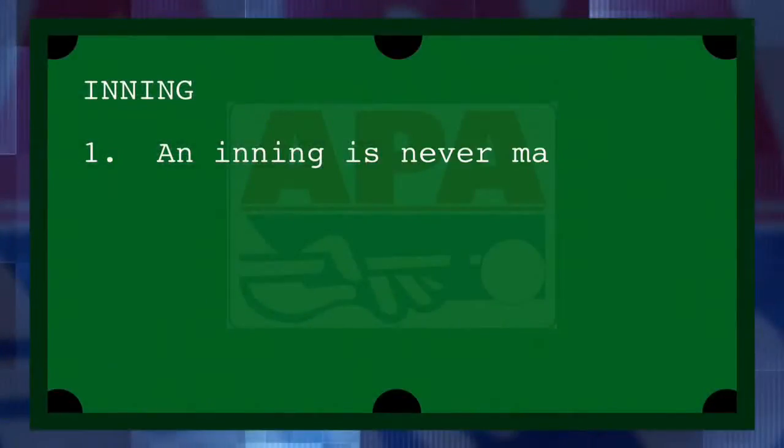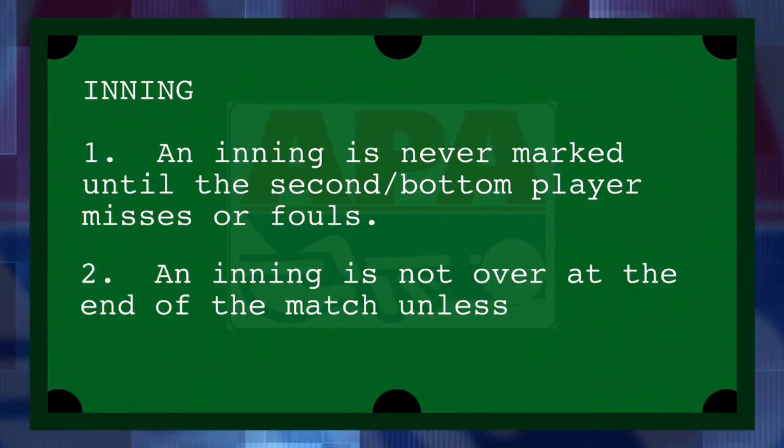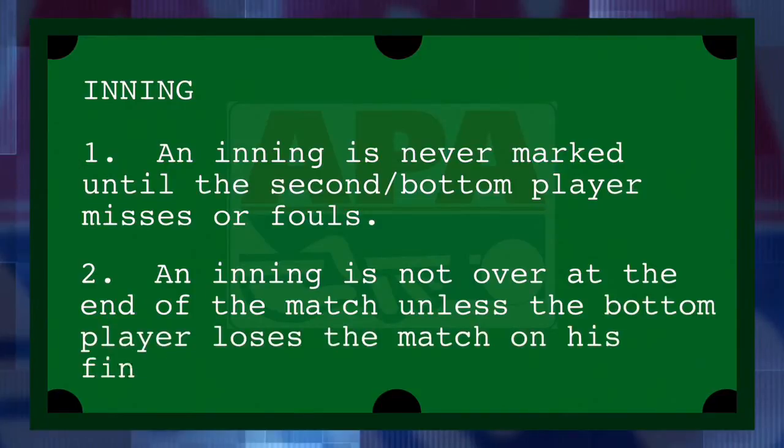An inning is never marked until the second player, the one who lost the lag and who was also in the bottom half of the inning throughout the entire match, misses or fouls. An inning is not over at the end of the match unless the bottom player loses the match on his final shot.